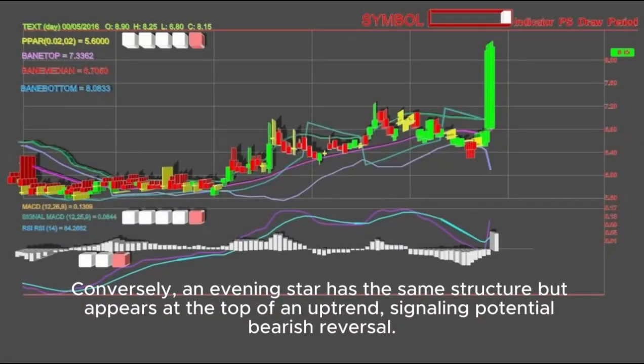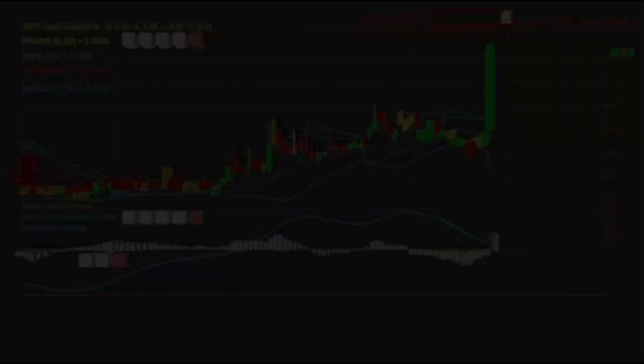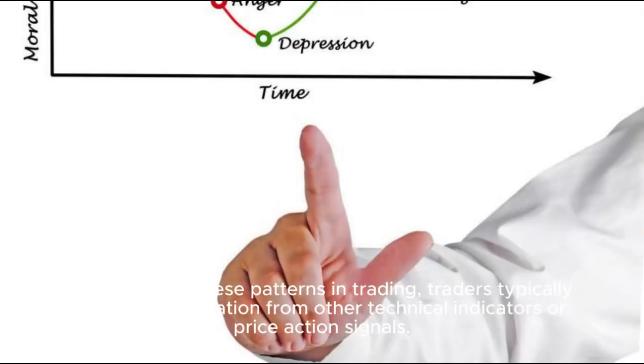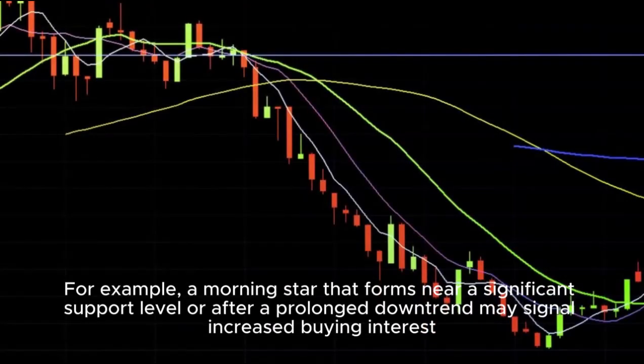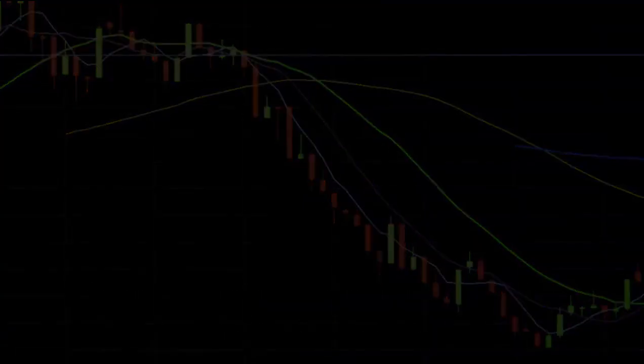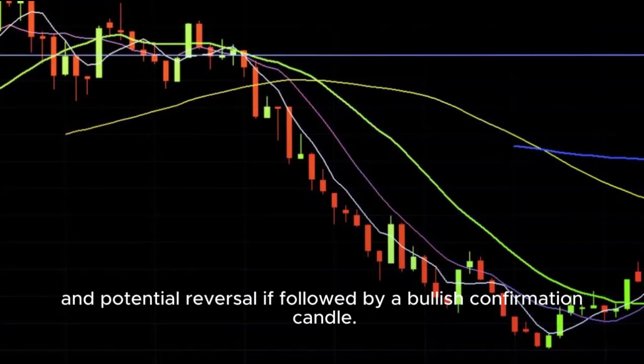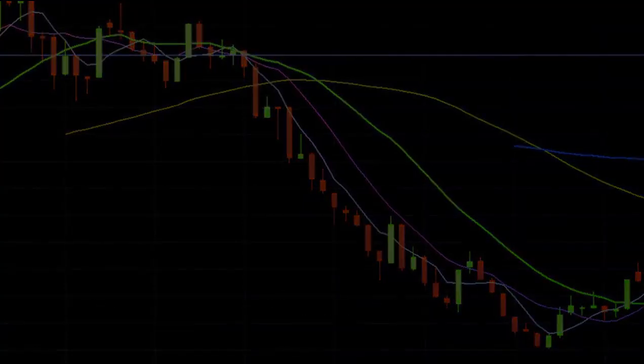Conversely, an evening star has the same structure but appears at the top of an uptrend, signaling potential bearish reversal. To implement these patterns in trading, traders typically wait for confirmation from other technical indicators or price action signals. For example, a morning star that forms near a significant support level or after a prolonged downtrend may signal increased buying interest and potential reversal if followed by a bullish confirmation candle.